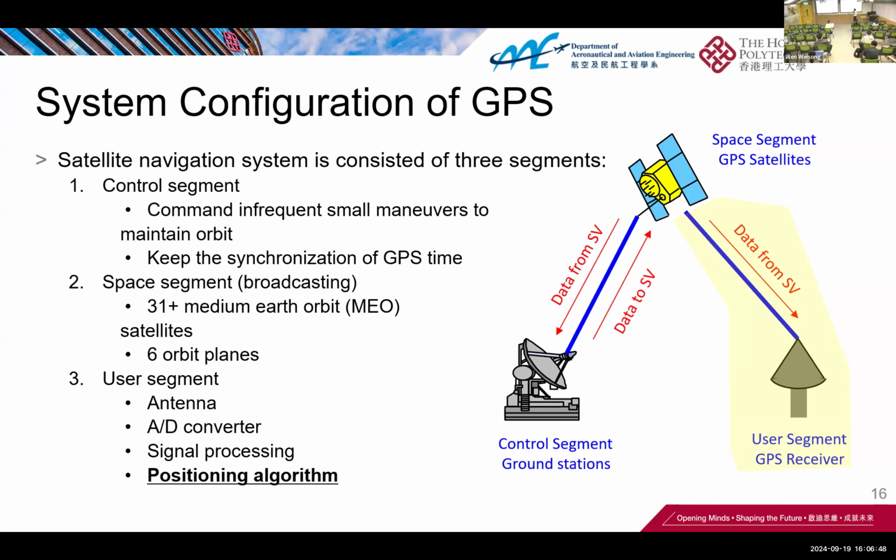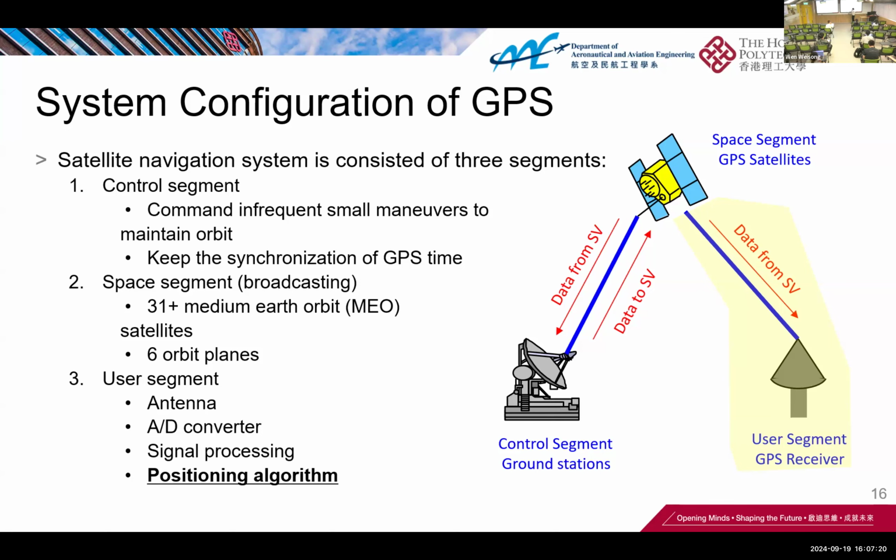The AD converter transfers the analog signals to digital signals. And the very last one is the signal processing. For example, how to transfer the radio signals from the satellite into physically understandable measurements, such as the range measurement from the satellite to the receiver. How to do this is achieved by the signal processing.